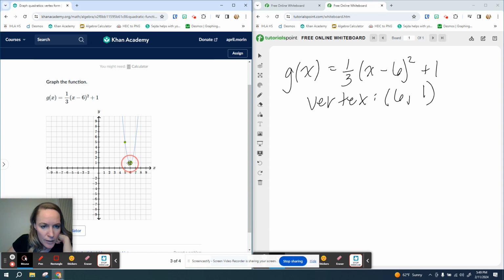6, 1. Okay. Now I notice that it's positive, so it is going to be pointing up. So now I'm just going to plug in a number that's going to make sense. I really think, let's see, if I plug in 0, it might give me a value like way up there. It might give me a really big value.